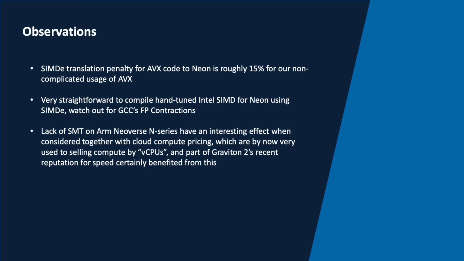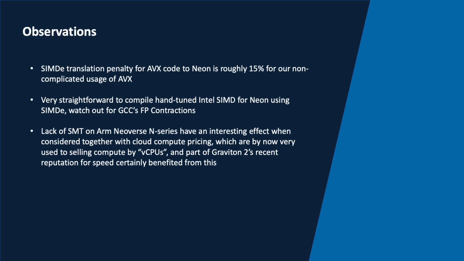And then obviously, I think the biggest takeaway is that very interesting cloud compute economics happen here when it interacts with the lack of simultaneous multi-threading traditionally associated with RISC architectures and ARM in general, with the Neoverse N series not having it. And then AWS is forced to sell actual physical cores now, right? But they're still selling them by vCPUs.